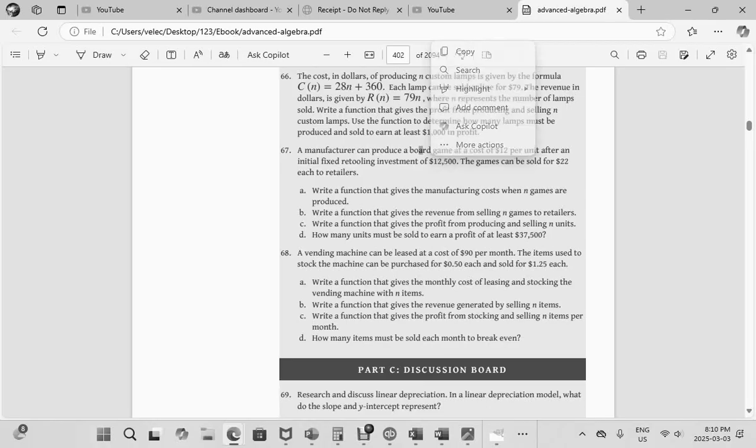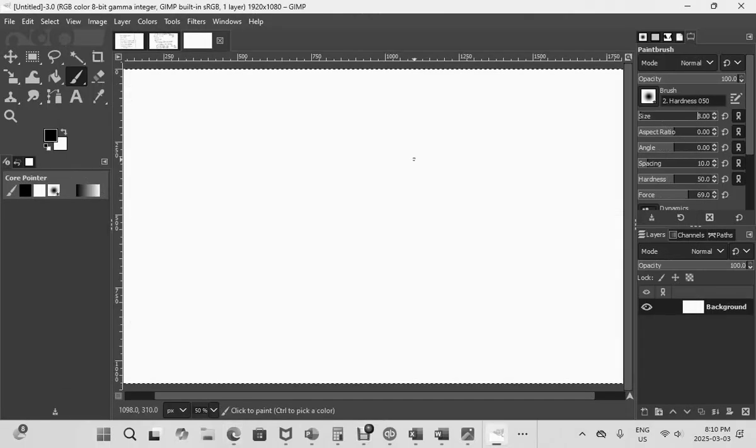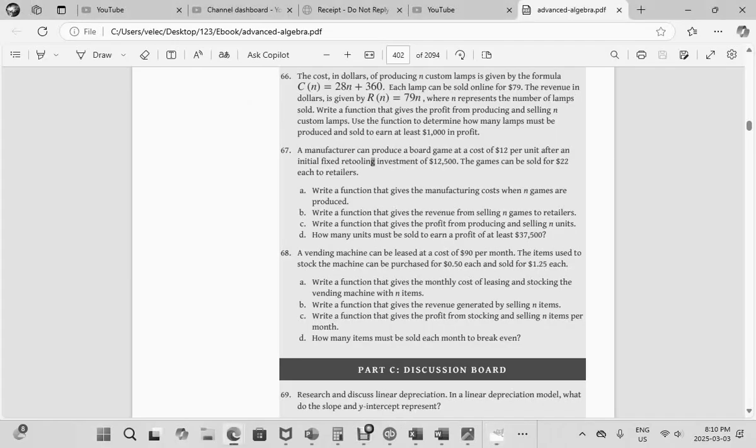So let's go ahead and solve this question. Write a function that gives the manufacturing cost when x games are produced. We know that we're talking about a board game, and the cost of producing 1 unit is $12, plus your fixed cost of 12,500. So C equals 12x plus 12,500.